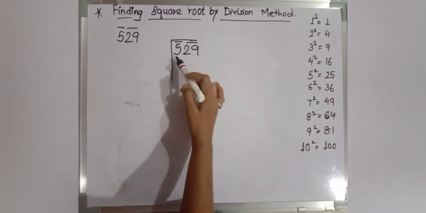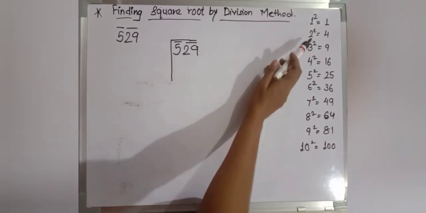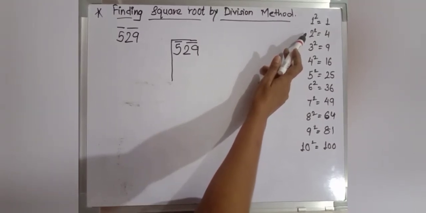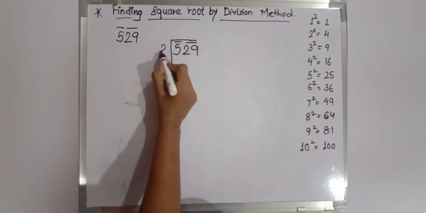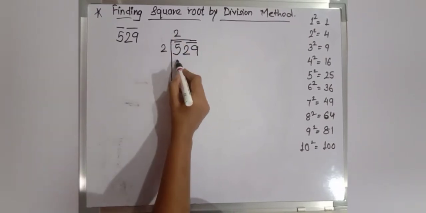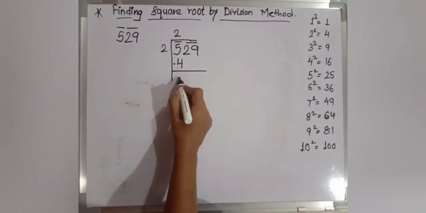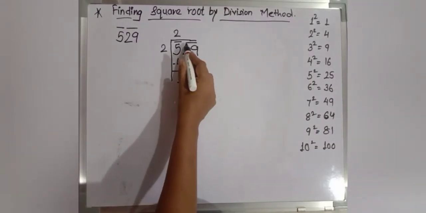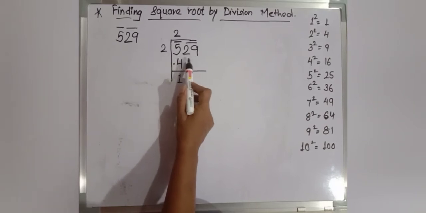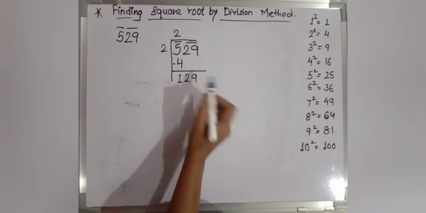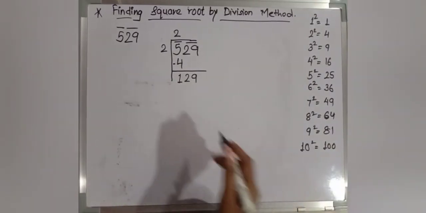So for 5, we have 2 into 2, that is 4. 3 into 3 is equal to 9, which is greater than 5. So we'll go with 2 squared. We will write here 2 into 2 is 4. Subtracting, we get 5 minus 4 is 1, and here both the numbers are in a pair, so we have to bring both the numbers down together. So we will have 129.